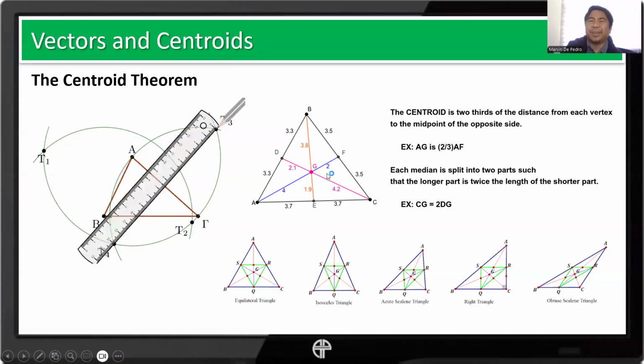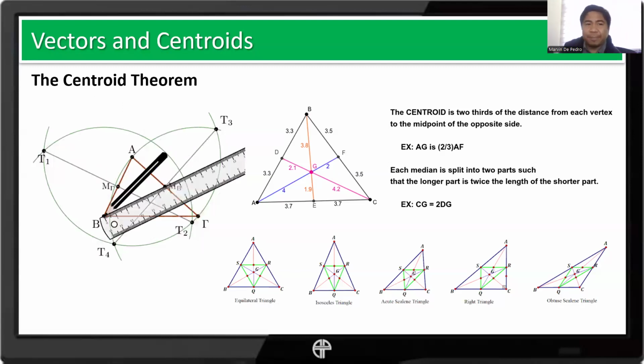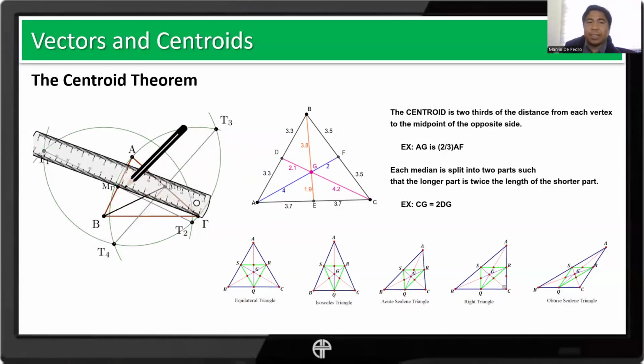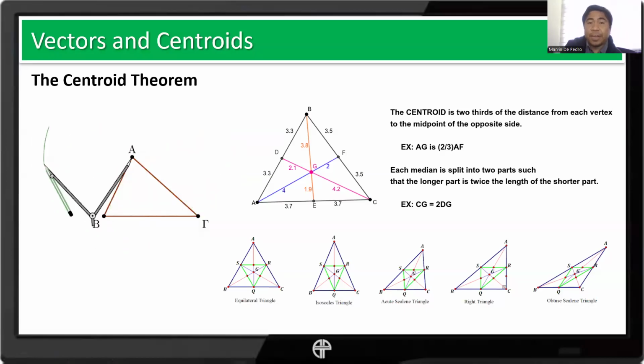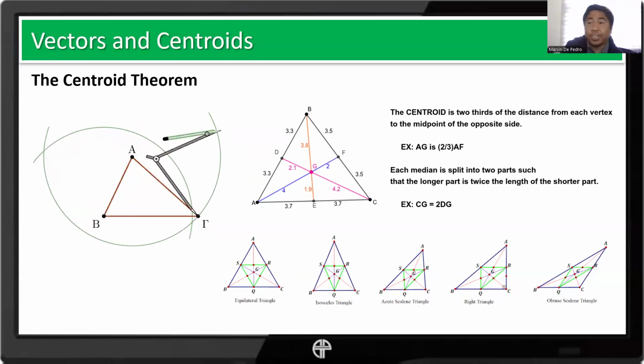There's a term for this. I forgot. I guess this is an angle bisector. I'm not sure of the terms. But this is the centroid theorem, and usually, we can use this principle to derive also the centroid of other planar areas, other shapes.